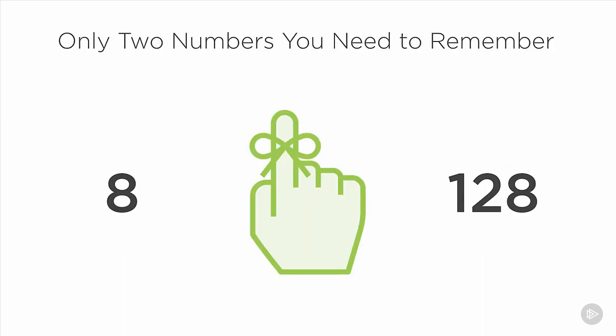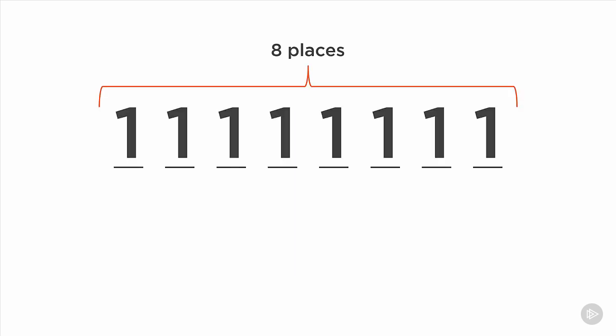There are really only two things you need to remember to convert between decimal and binary. Just two numbers, the number 8 and the number 128. The number 8 represents 8 places. An IPv4 address is divided into 8-bit chunks called octets. Each bit can be a 1 or a 0. Here we have all bits set to 1.